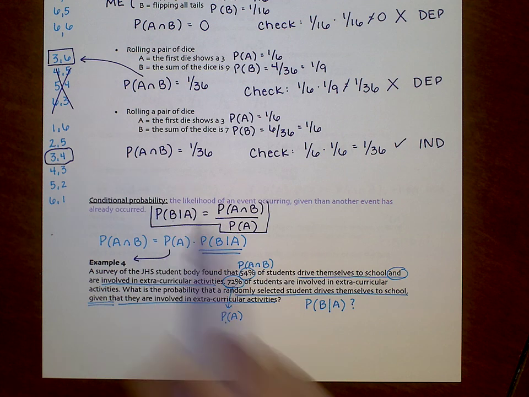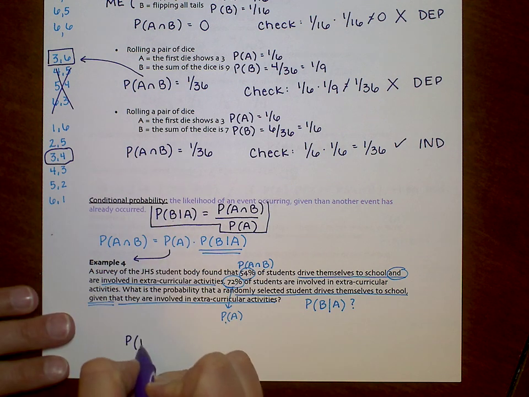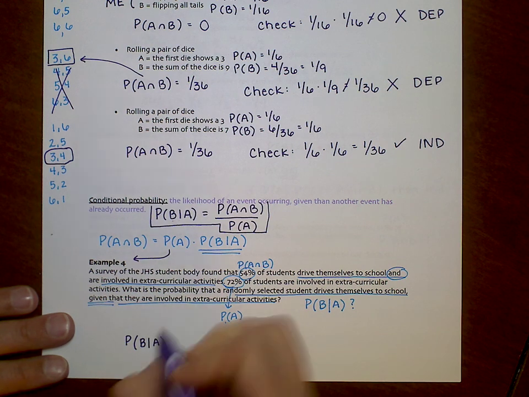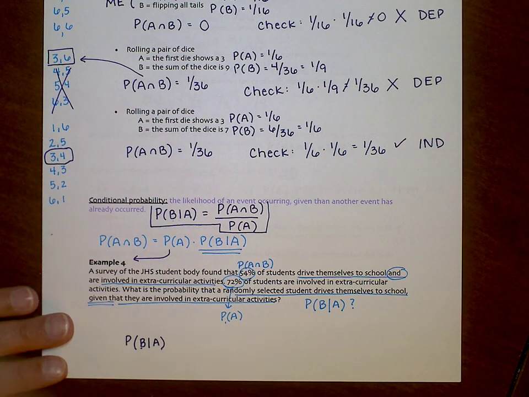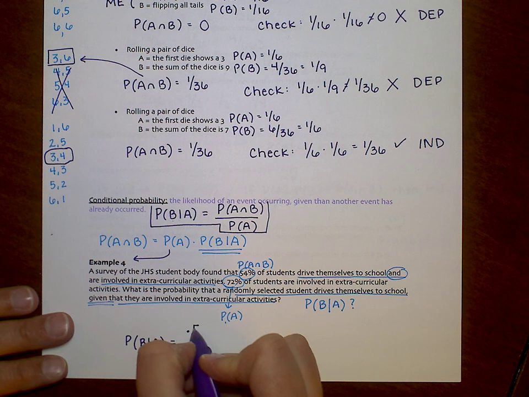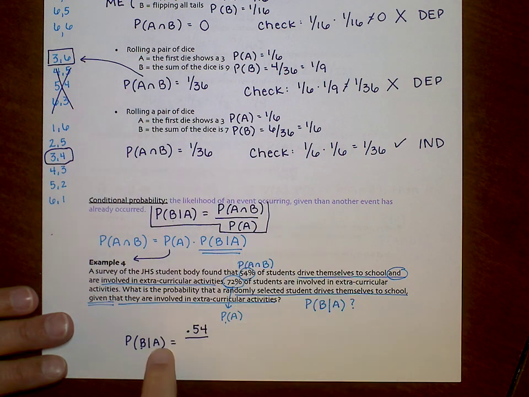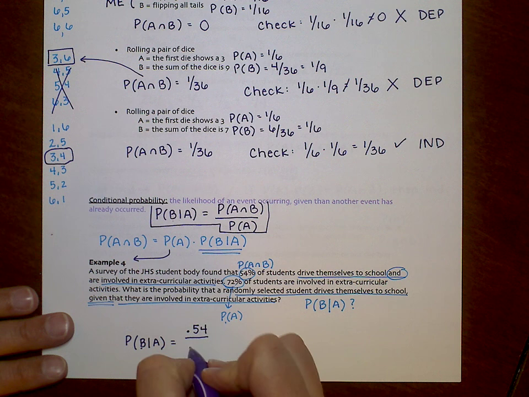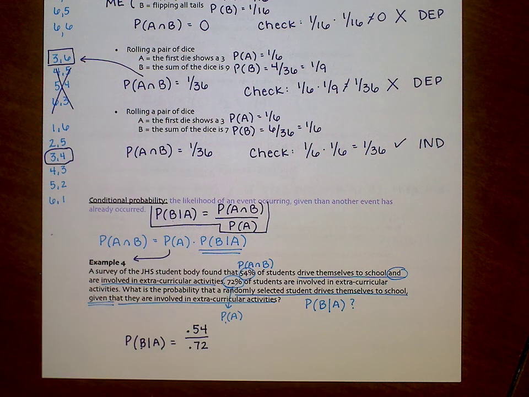So the probability of B given A, which is what the question's asking for, the probability that a student drives themselves to school given that they're involved in extracurriculars, is the probability of both, which is the 54%, I'm going to put that as 0.54, over the probability of just being involved in extracurriculars, which is the 72%. Here's why that should make sense to you. The probability of them driving themselves to school here is 54%, but it's not 54% out of 100%. It's 54% out of this group that's involved in extracurriculars already. So 54% out of 72%, that's what this setup looks like.